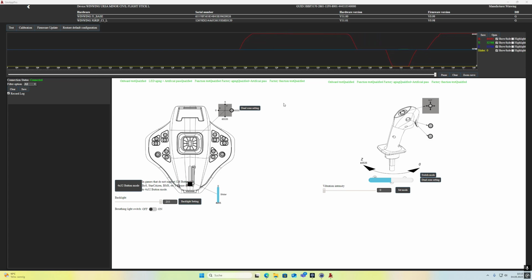The good news is that this was not a mechanical issue. The only thing to do in order to cure this is to calibrate the Ursa Minor flight stick with the SimApp Pro, and all is fine again.